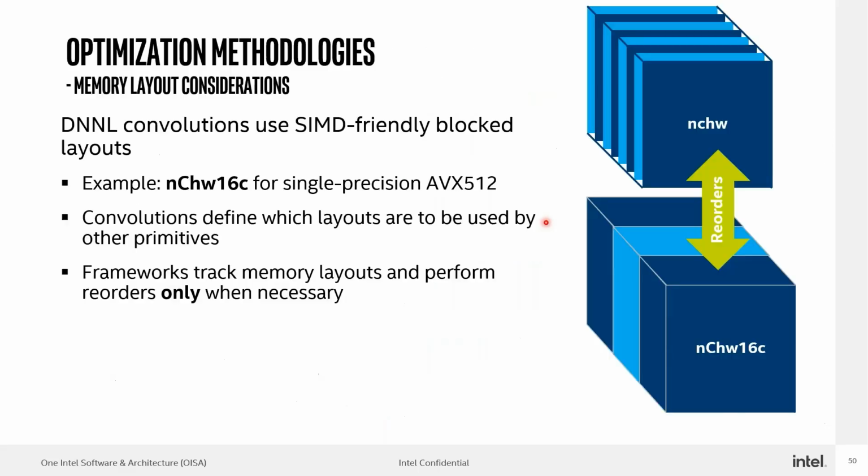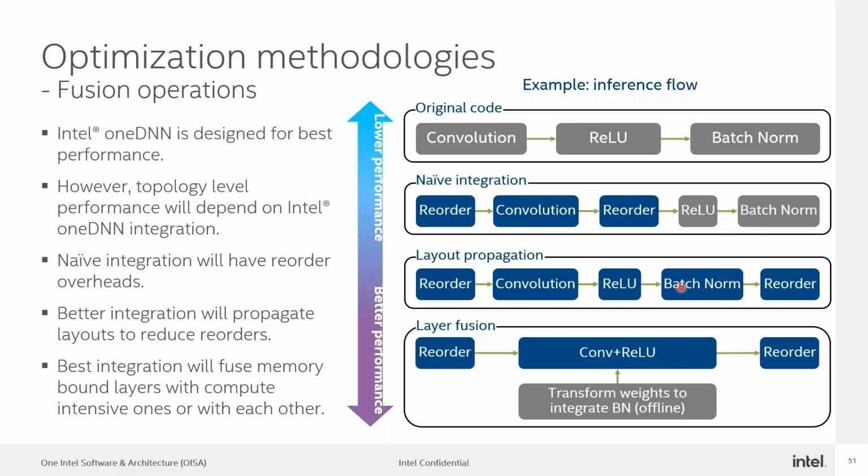But since we introduced in this page, there is a data layout conversion. So we have to do data reorder first and then do the convolution, then reorder back and then call the native ReLU or batch norm. So this would be faster than the original code.